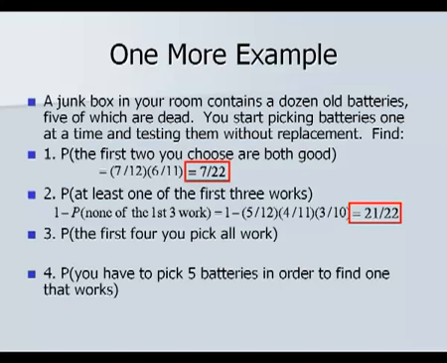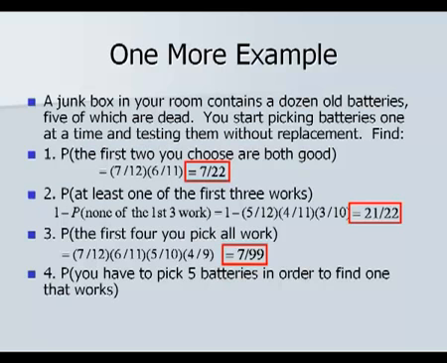Number 3, find the probability that the first 4 we pick all work. The first one has to work, the second one, the third one, and the fourth one. The first probability is 7 out of 12. The next one would be 6 out of 11. The third one is 5 out of 10. And the fourth one is 4 out of 9. Multiply these in your calculator. You should end up with 7 over 99 in fraction form.